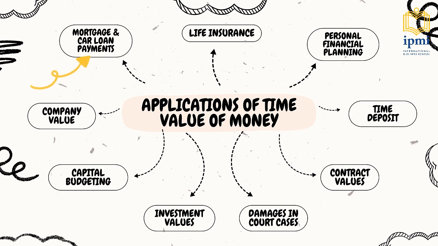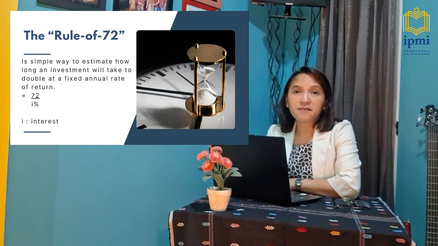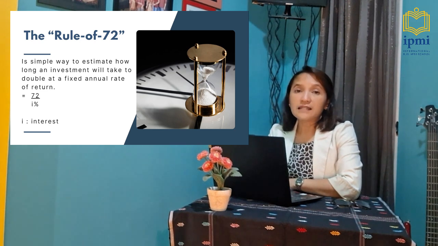Mortgage and car loan payments, life insurance, personal financial planning, time deposit, contract values, damages in court cases, investment values, capital budgeting, company value. The rule of 72 is simply a way to estimate how long an investment will take to double at a fixed annual rate of return, and is calculated with the formula 72 divided by interest.